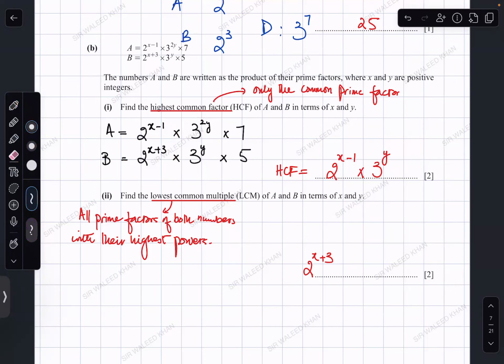And then, apart from these two that were common, are there any other prime factors in both these numbers? No, sir. Are there no prime factors in A and B? I'm saying 5 or 7. 5 and 7 will also be selected because we have written all the prime factors with their highest powers. Is that clear? Yes, sir.